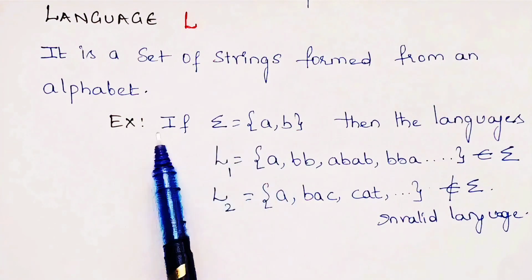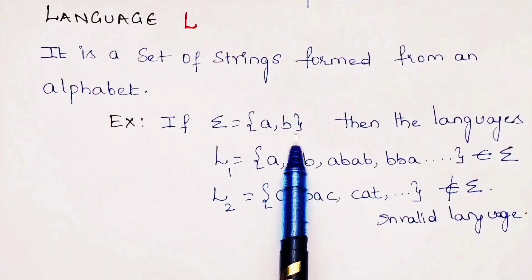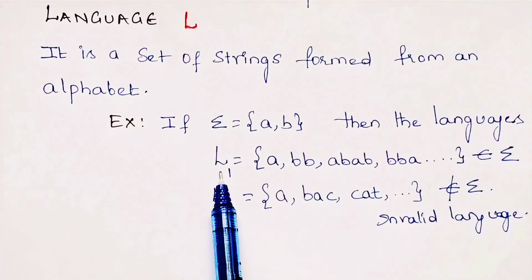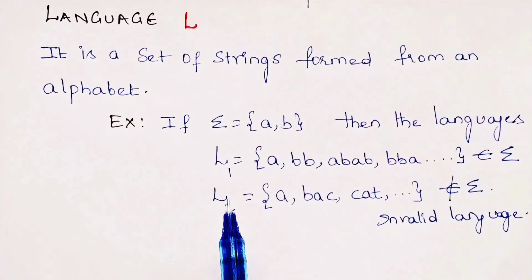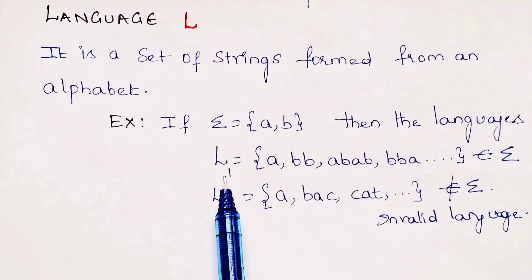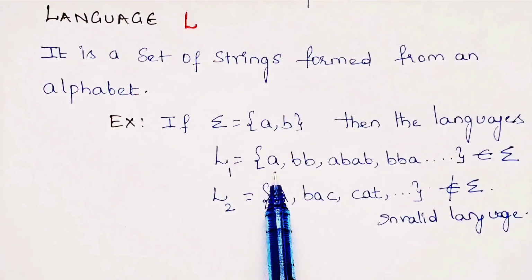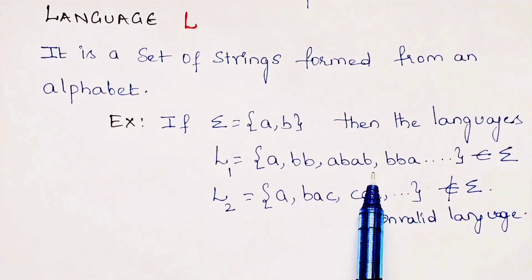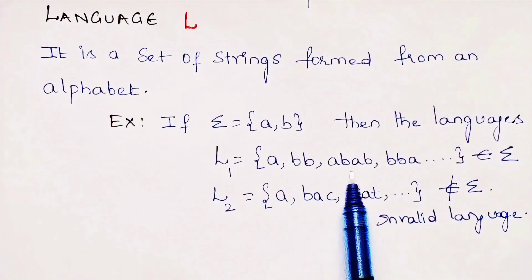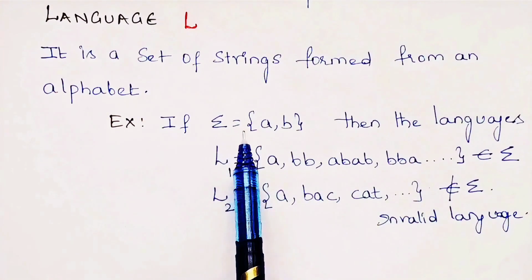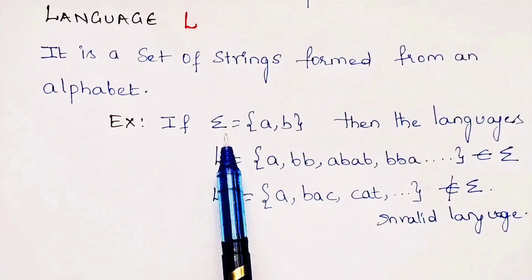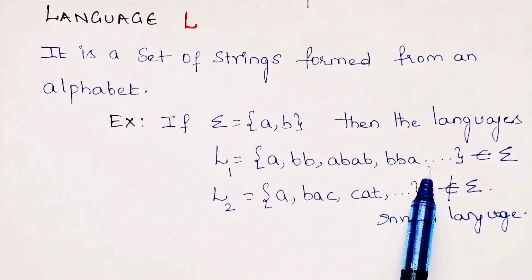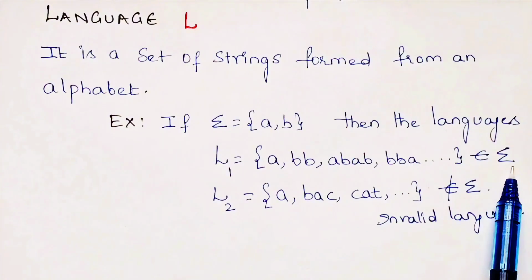In a similar way, if sigma is equal to {a, b}, then we consider two languages, L1 and L2. The language L1 is considered with the following strings. The sample strings are a, bb, ab, abb, bba. All four strings are composed from the finite input alphabet sigma equal to {a, b}. Thus, the language L1 belongs to sigma.